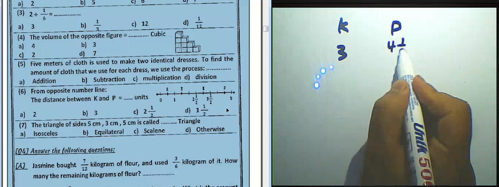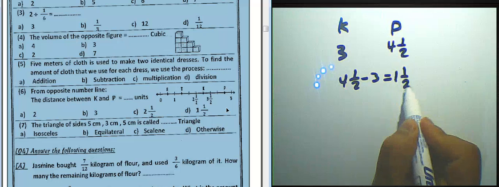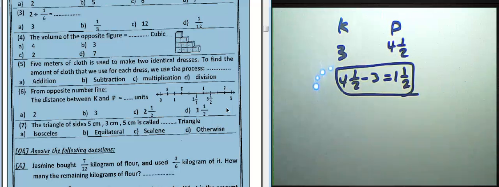We can find the difference between them. 4 and a half subtract by 3 equal 1 and a half. The result will be 1 and a half. Letter D.